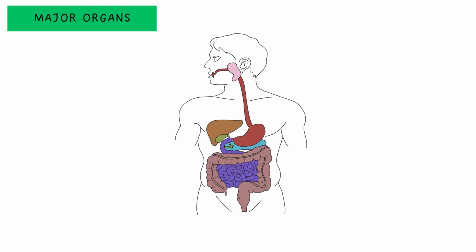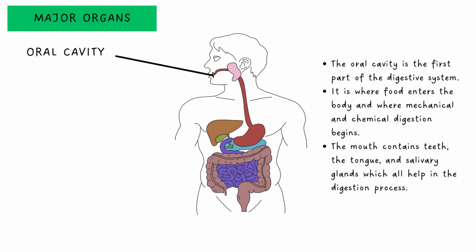So the first part we're going to look at are the major organs. Let's have a look at the oral cavity. The oral cavity is the first part of your digestive system. It's where food enters the body and where mechanical and chemical digestion begins. The mouth also contains accessory organs such as the tongue, the teeth, and the salivary glands, which all help with the process of digestion.